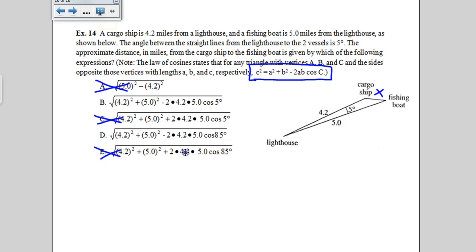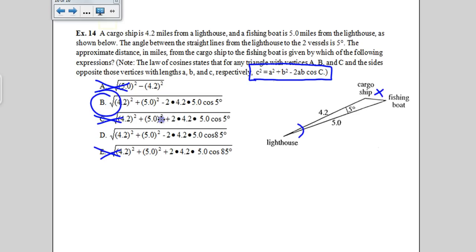So now I look at choices B and D, and the only differences I notice are that B says the cosine of 5 degrees at the end of the problem, and D has the cosine of 85 degrees. Well, as I look at my diagram, that's a 5-degree angle. They don't even show 85 degrees anywhere on this triangle. So I think the answer is B. I know the answer is B.